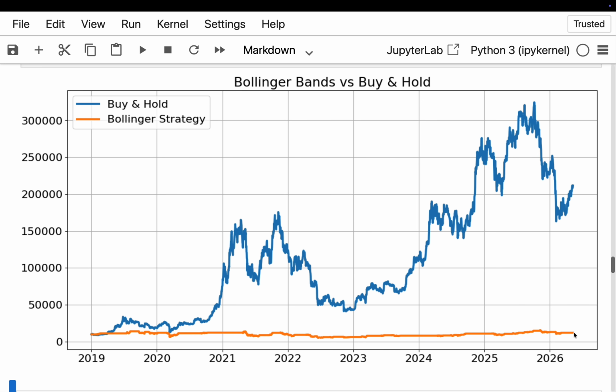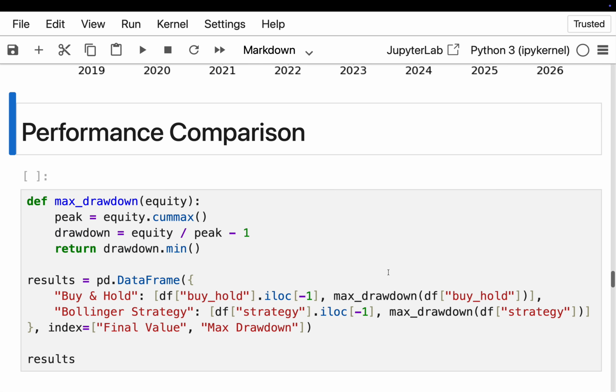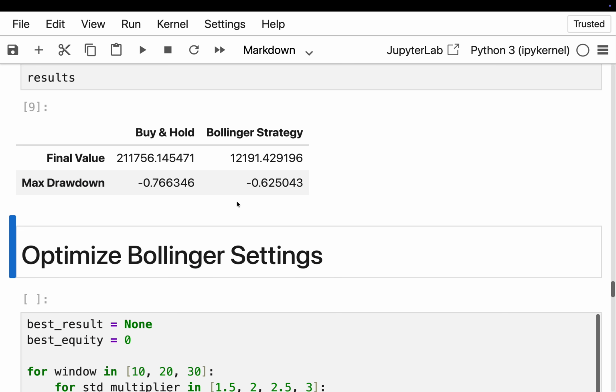Now, to be fair, the strategy did slightly reduce drawdowns. Buy and hold suffered a brutal maximum drawdown of roughly minus 77%. Meanwhile, the Bollinger strategy reduced that to around minus 62%, which is technically better, but sacrificing almost $200,000 of upside to reduce drawdown slightly is probably not what most investors had in mind.